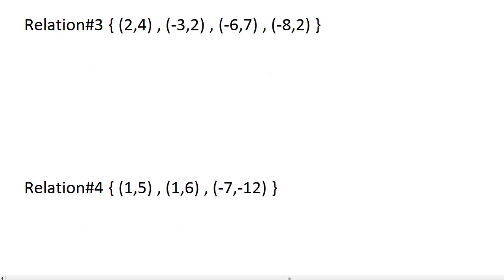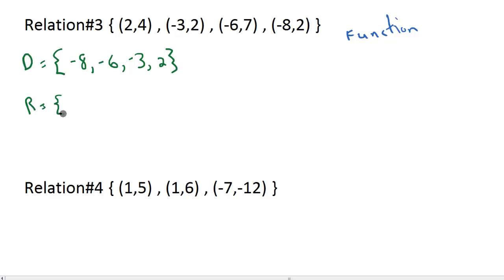We want to do number 3. So we've got a 2, which gives us 4, negative 3 that gives us 2, negative 6 that gives us 7, and a negative 8 that gives us 2. X's don't repeat themselves, so that's going to be a function. And then we can come up with our domain, which are x values. Our lowest is going to be negative 8, then negative 6, negative 3, and 2. And then our range is all the y values. We've got a 2, which repeats itself, so we only write it once. And then a 4, and then a 7.